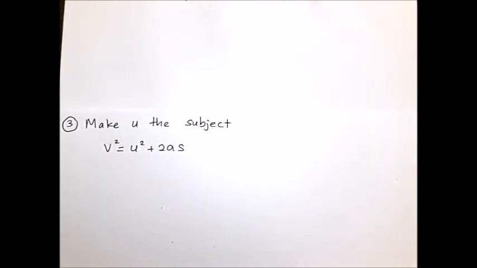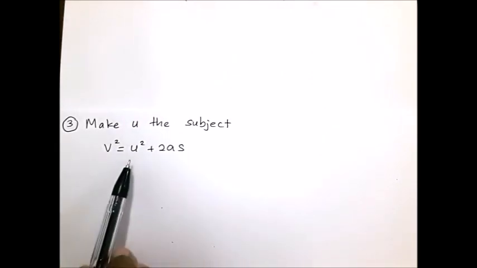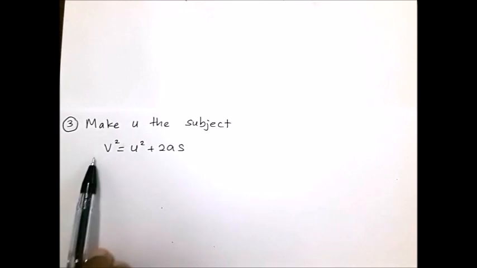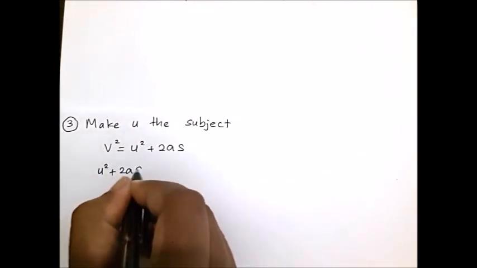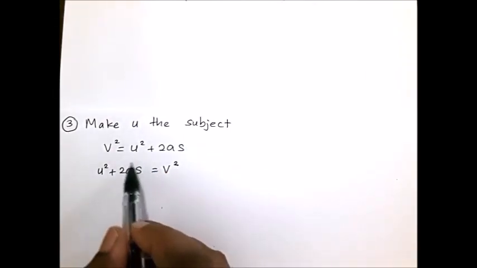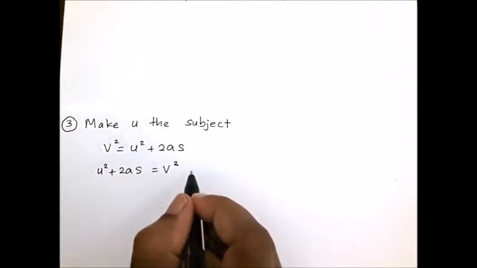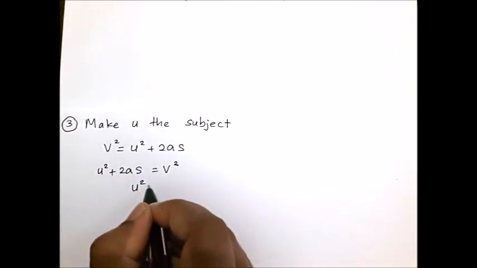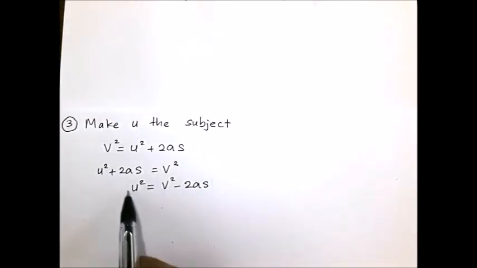Let's start third example. Make u the subject. Again the previous formula given here. You have to subject u. First I am going to change sides of the formula. U squared plus 2as equal v squared. You have to subject u. So first remove 2as from this side. Take 2as into right hand side. It becomes minus 2as.